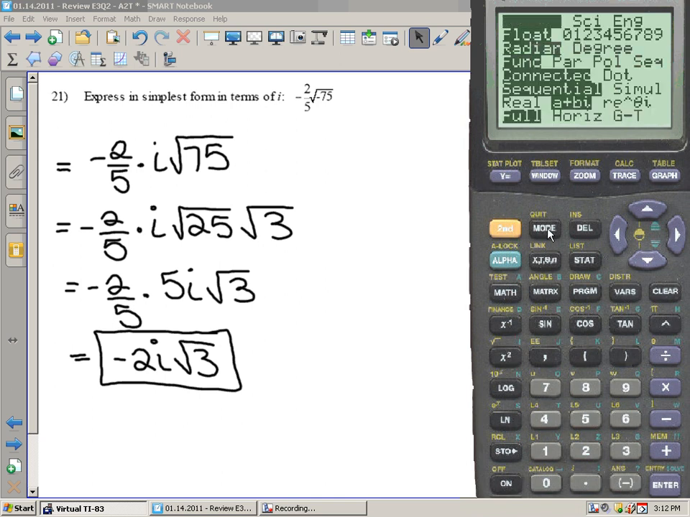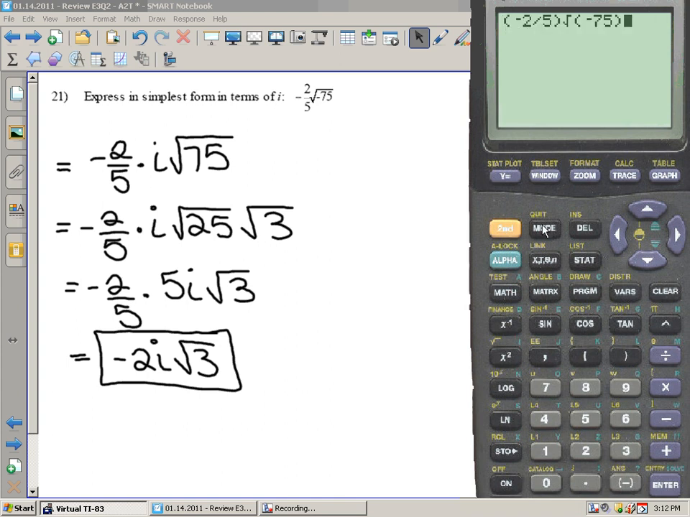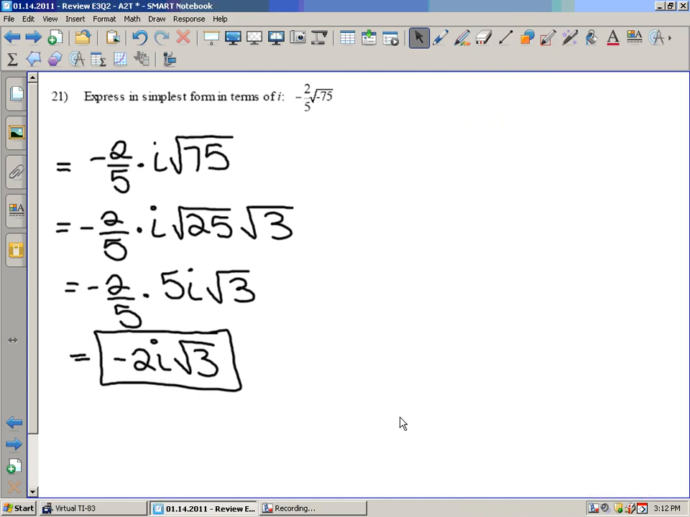Ooh, I forgot. Let me make sure I'm in A plus BI mode. I am. Hit enter, and you get that one. Nope, it's not going to work. So the only way that we can attack it is by actually showing out all of the work.